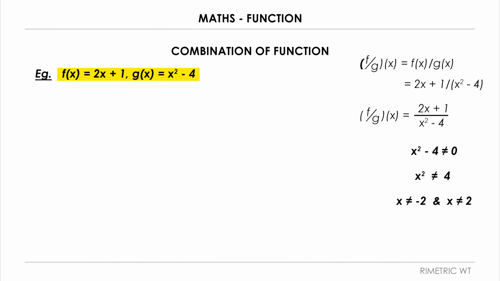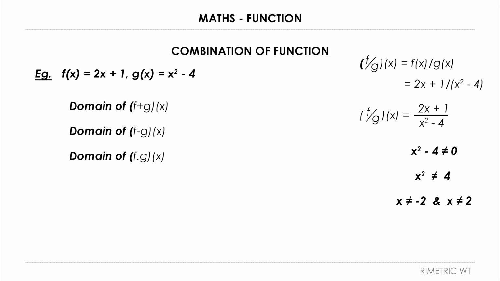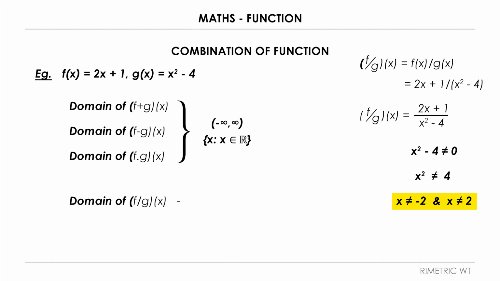Since f of x and g of x are linear and quadratic functions, their domain is the set of all real numbers, which leads to the domain of their sum, difference, and product functions being the set of all real numbers. For the quotient function, on the other hand, we take the real number set and exclude the numbers that make g of x 0, which are minus 2 and 2 as evaluated here. So the domain will be the set of all real numbers except minus 2 and 2, expressed in set builder and interval notation as shown.